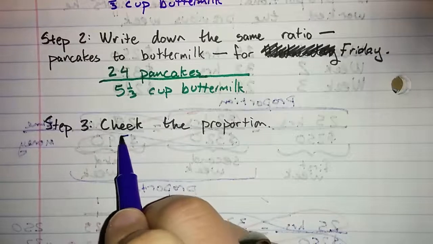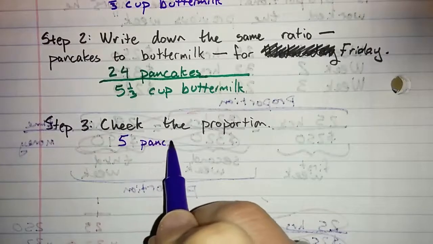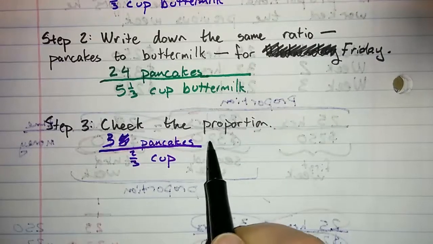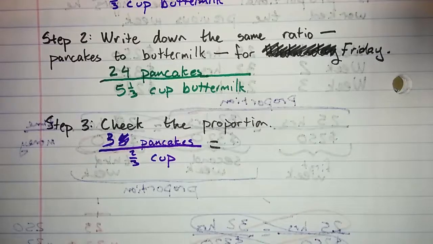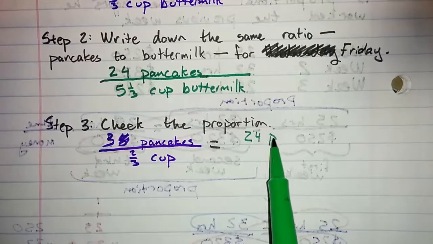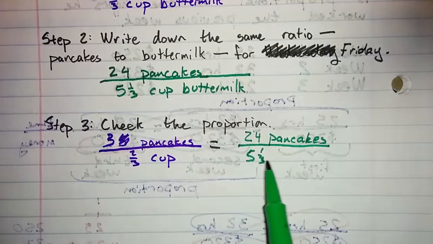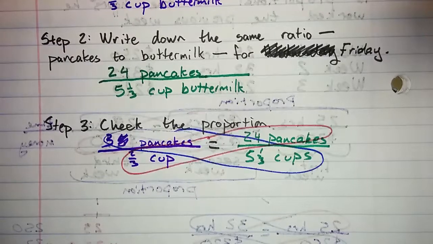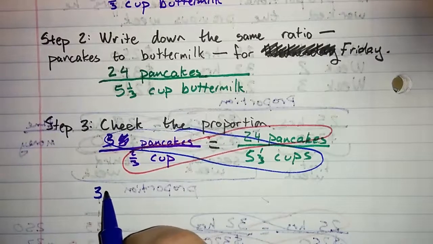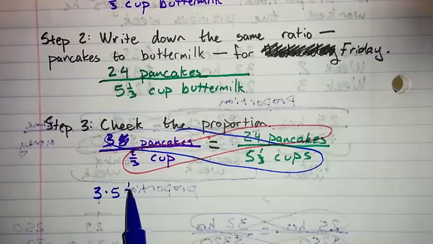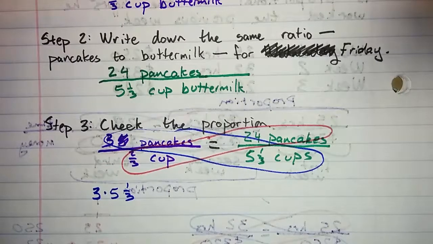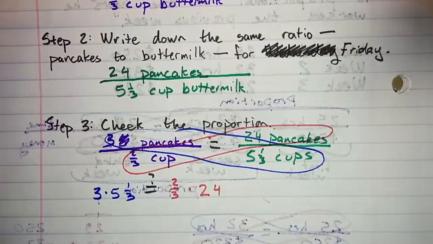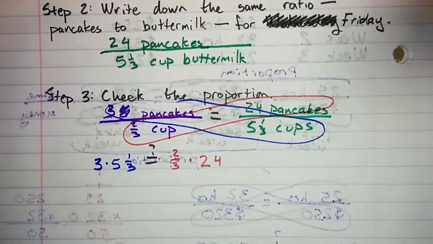That is 3 pancakes over 2/3 cups going to be equal to 24 pancakes over 5 1/3 cups? Well, to decide that, we want to look at the cross products. We'll have 3 times 5 1/3, and we want to say, is that equal to 2/3 times 24? Okay, well now we just need to do this multiplication.